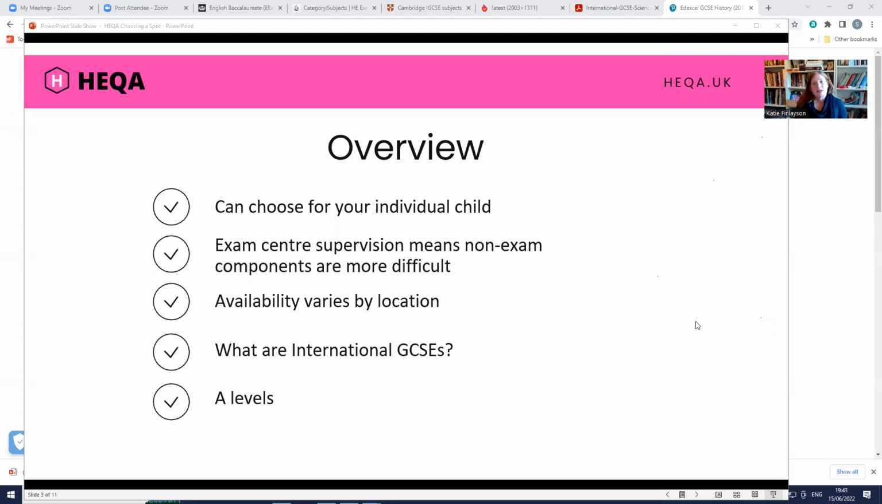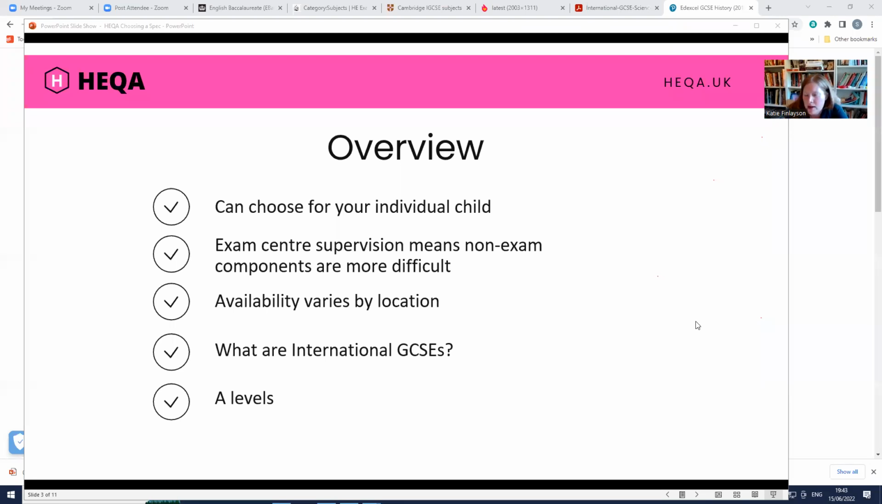It can be easier for a child to sit them. We don't really have a feel for how UK universities are going to respond to that coming from a UK child. They do accept them coming from international students. They may well accept them just the same from a UK student, or they may say, I'm not so sure about that different structure, I'd rather you did the English ones. We just don't know how that's going to be received yet, because they haven't been out for very long.